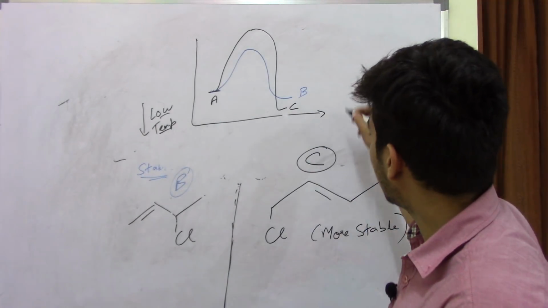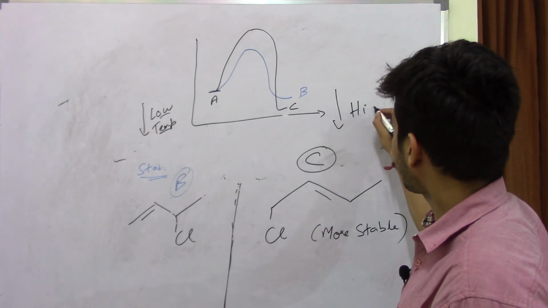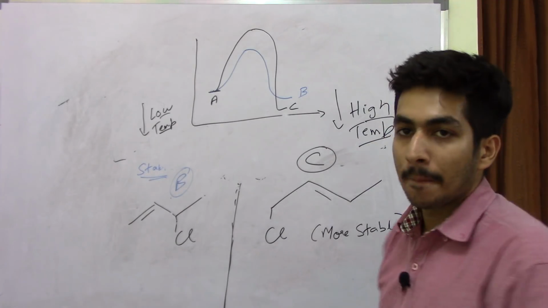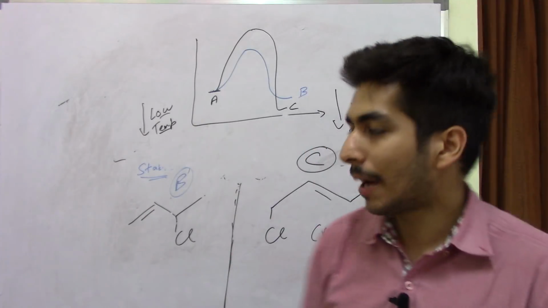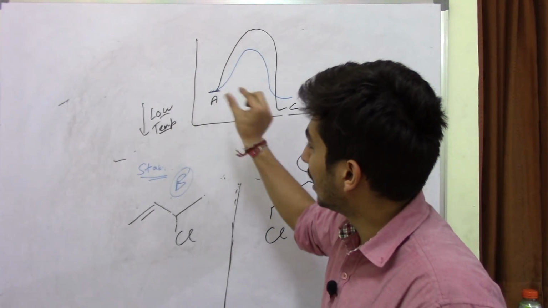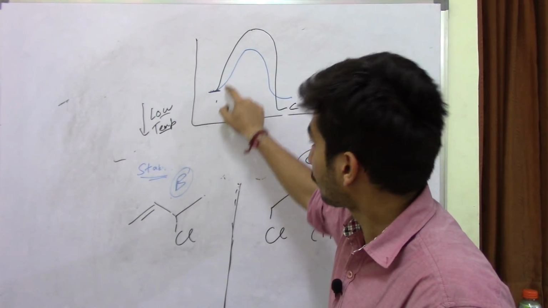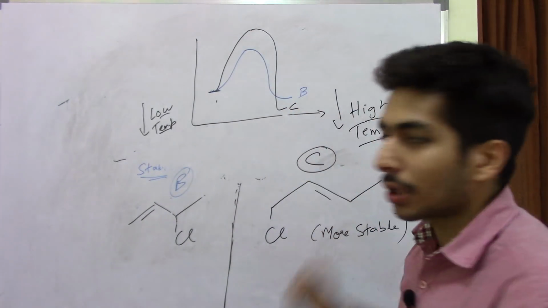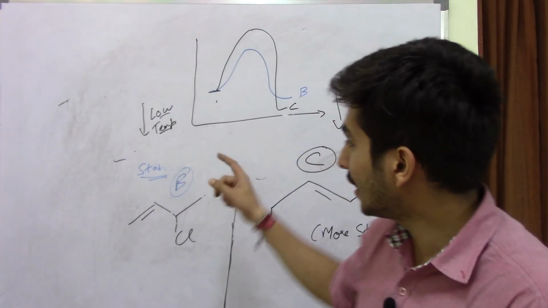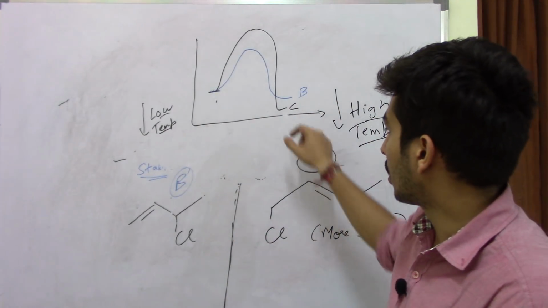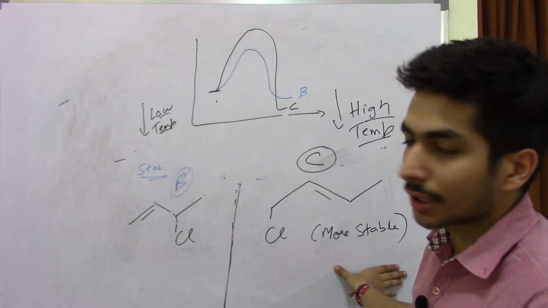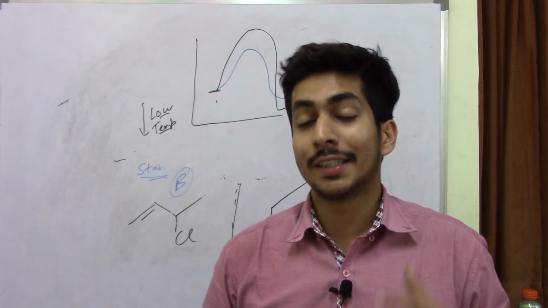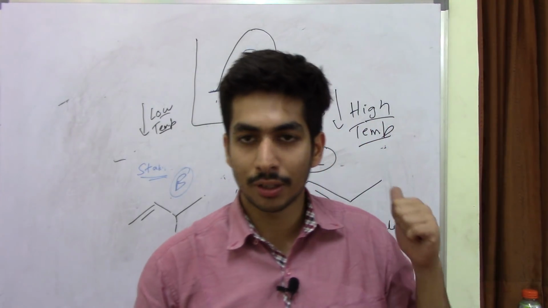But on the other hand, if I provide high temperatures, then in that particular case I am providing enough energy for reactant A to go up to the transition state to form product C, and since product C is more stable, in that case this will be the major product. So that is why at high temperatures this is your major product, and at low temperatures this will be the major product. And this is a very important concept, because in the examinations, examiners do this thing to test your concept.